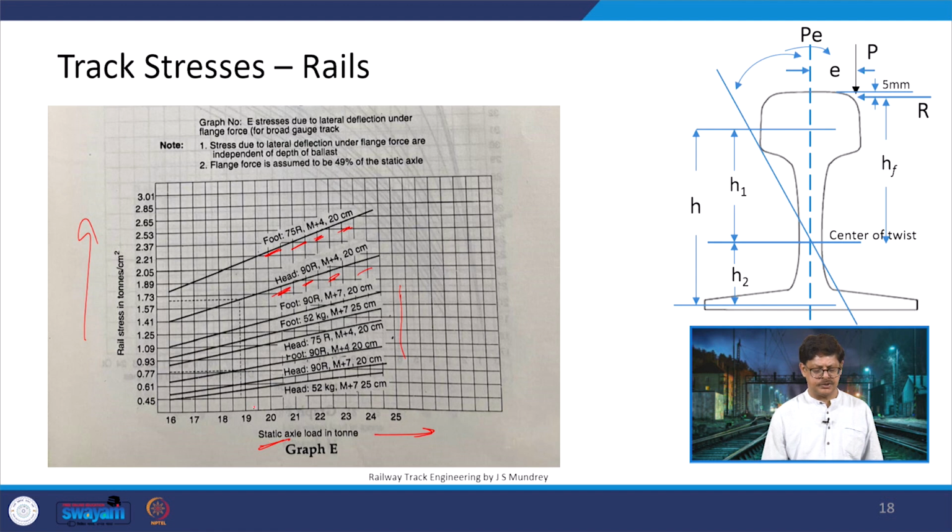Say if we are talking about a static axial load in tons of 19, and it is a 90R rail with M plus 4 and 20 centimeter of the ballast. So, we will come up to this position here. So, this is the point, and then we will go horizontally outwards towards the left. So, what we get is somewhere around 1.73 as the rail stress in tons per centimeter square.